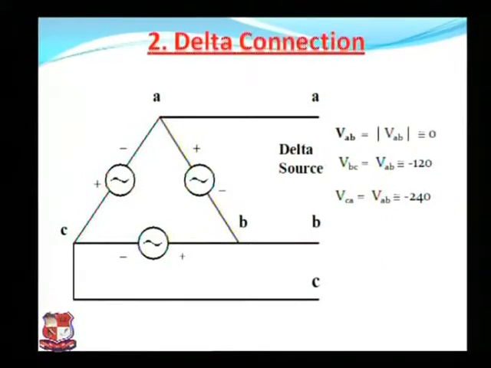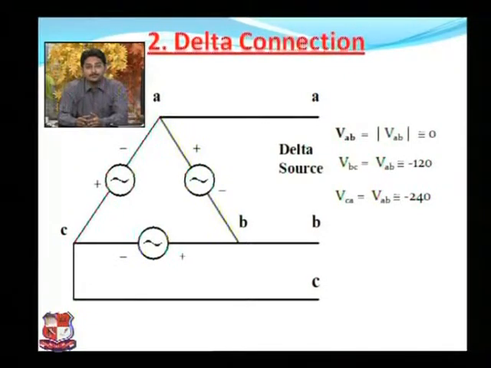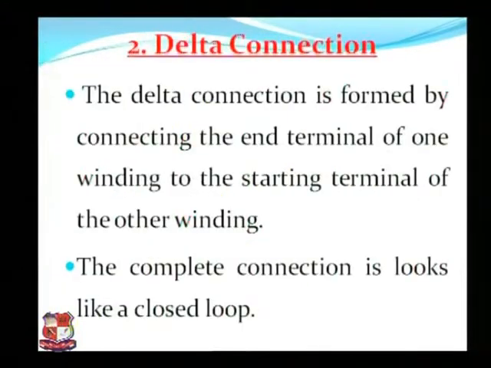Now this is the connection of delta. You can see that A, B and C are again the 3 phases. The voltage between A and B is 0, and between B and C it is 120 degrees, because phase B is lagging A by 120 degrees. So VBC equals VAB at minus 120, and between C and A, or A and C, it is 240 degrees lagging. This is the delta connection.